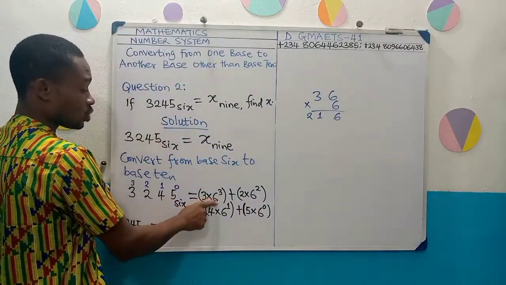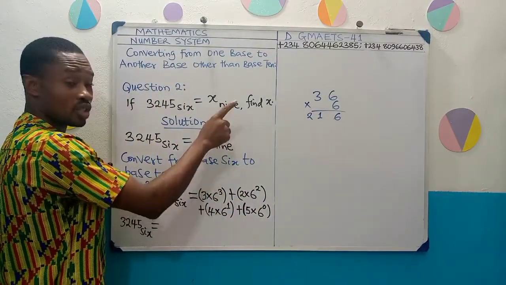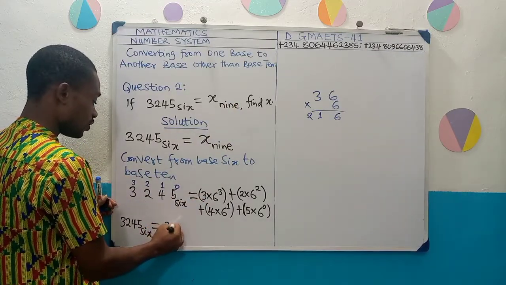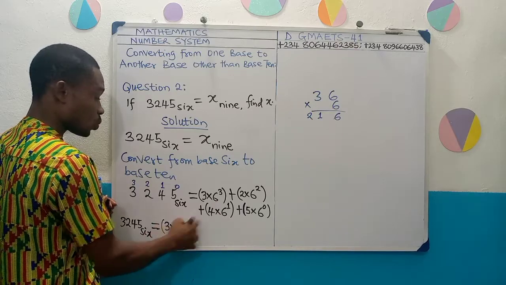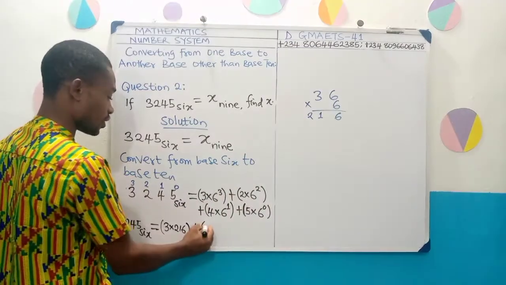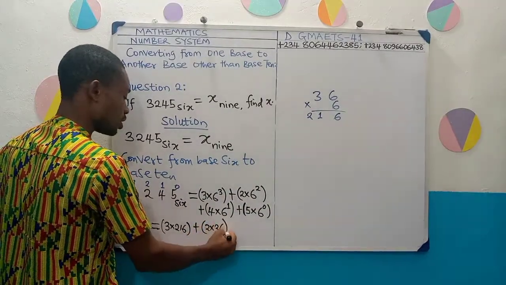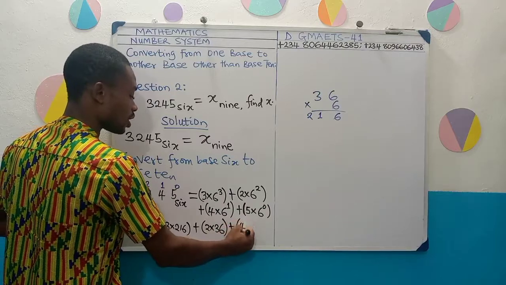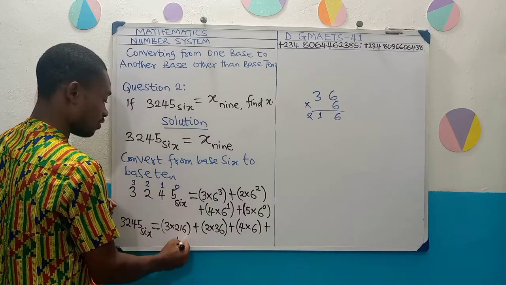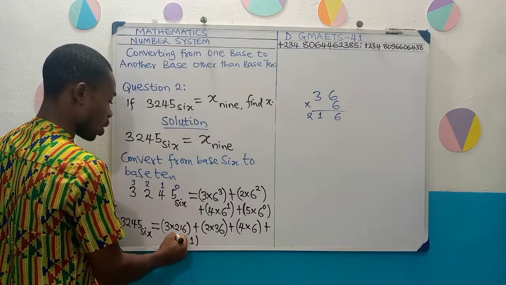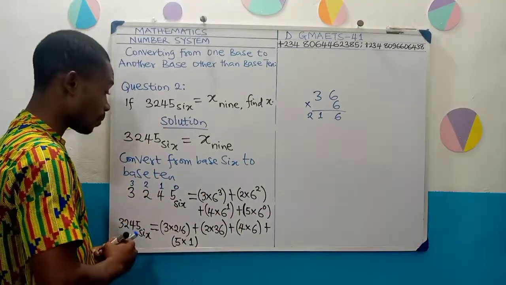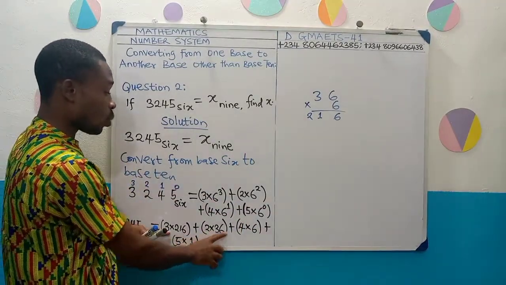Which means that 6 raised to power 3 is 216, multiplied by 3. So 3 times 216. Then plus 2 times 6 raised to power 2, which is 36, so 2 times 36. Then plus 4 times 6, because 6 raised to power 1 gives us 6. And lastly, plus 5 times 1, because 6 raised to power 0 is 1. So we'll look at this now and work them out.